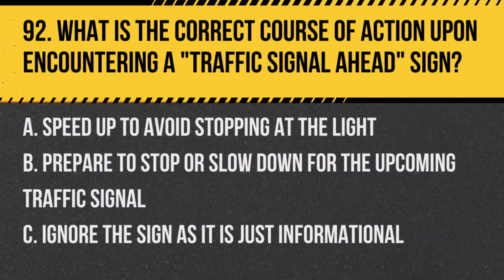Question 92. What is the correct course of action upon encountering a traffic signal ahead sign? A. Speed up to avoid stopping at the light. B. Prepare to stop or slow down for the upcoming traffic signal. C. Ignore the sign as it is just informational.